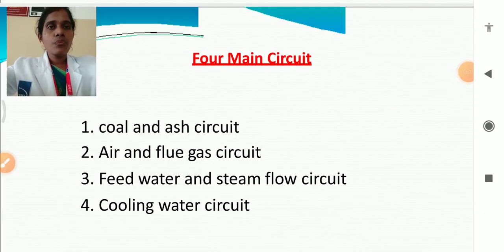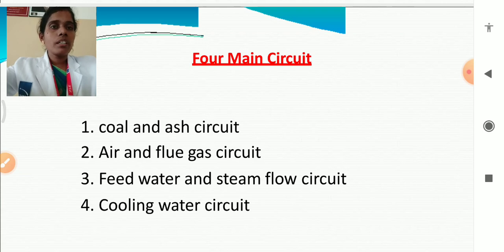So these are the four main circuits of a thermal power plant. The first circuit is the coal and ash circuit, and the second one is the air and flue gas circuit. The third one is the feed water and steam flow circuit, and the fourth one is the cooling water circuit. The first main circuit has coal and ash. Here, in the coal and ash circuit, the coal is used as fuel for the boiler.